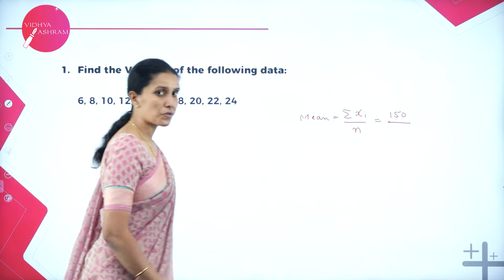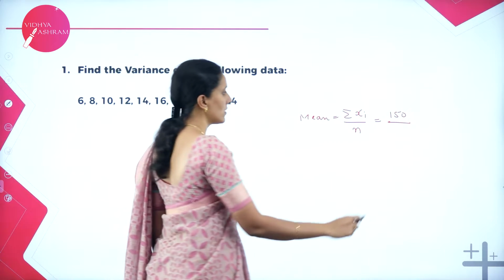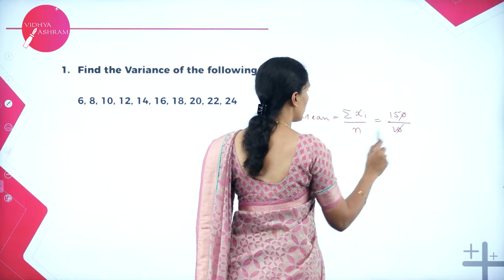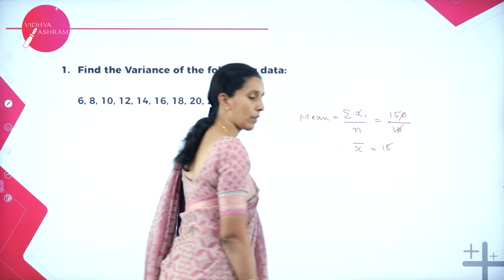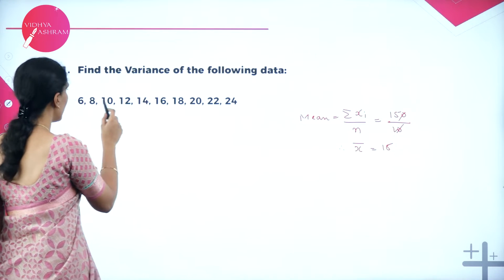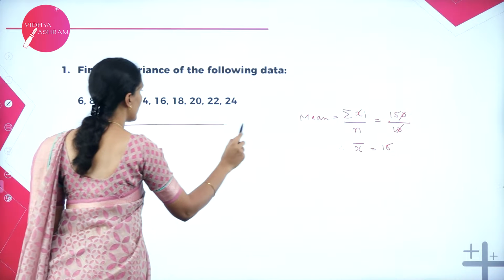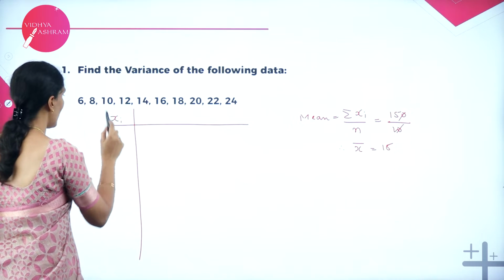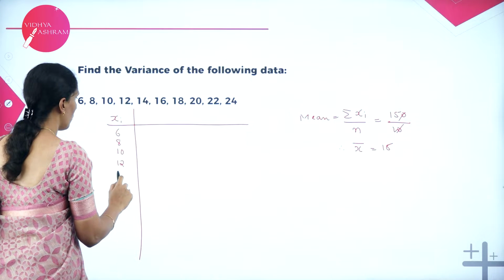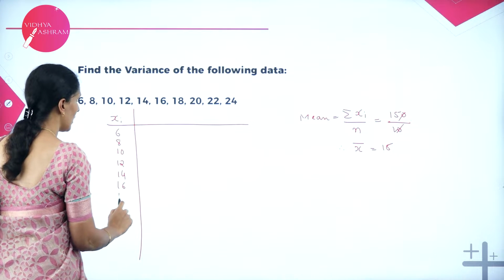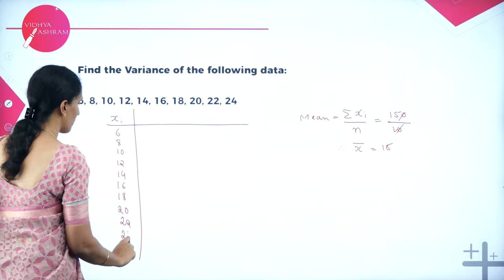And how many scores do you have? 1, 2, 3, 4, 5, 6, 7, 8, 9, 10. So 10. Therefore, x bar is equal to 15. The next thing is the x column, or xi column. I'll write this in a column: 6, 8, 10, 12, 14, 16, 18, 20, 22, 24.